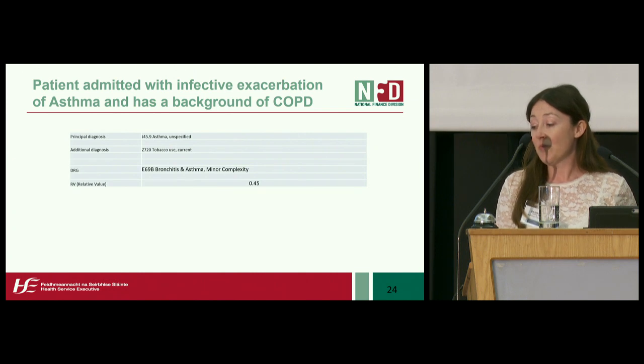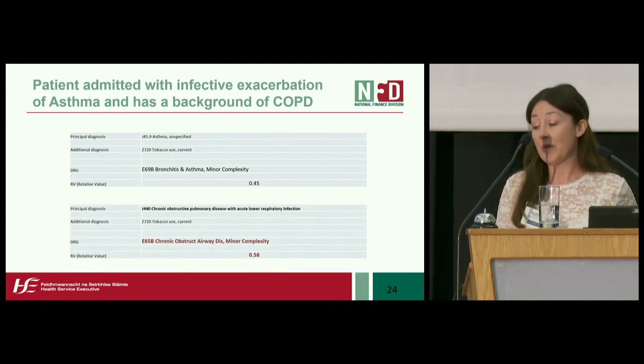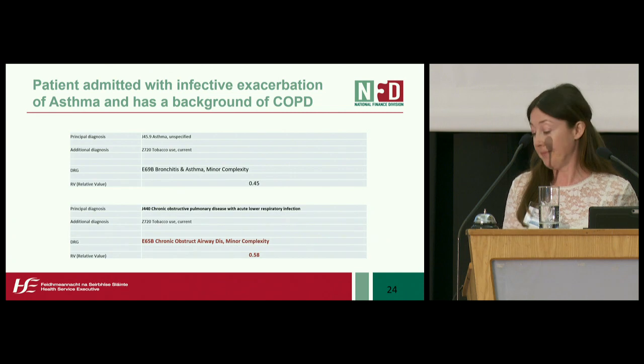Another patient was admitted with infective exacerbation of asthma and has a background of COPD. The principal diagnosis was coded as asthma. However, our standards would tell us if a patient has asthma with COPD, it should be coded to COPD. And the DRG would change again from E69B to E65B. The relative value goes from 0.45 to 0.58.